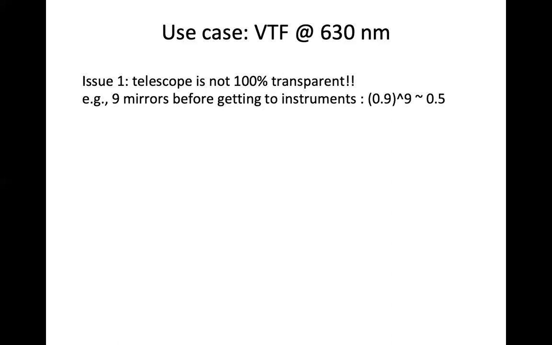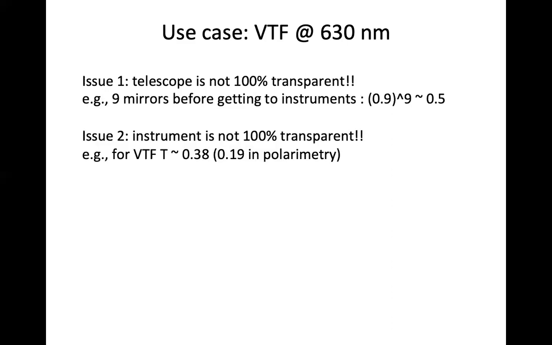So, what else is not 100% transparent? The atmosphere. Well, actually, I think I did not even consider that, but yeah. The pre-filter? All of your instruments are not 100% transparent because you've got a lot of mirrors and a lot of lenses. There are lenses in the instruments, you do have lenses. So for the VTF, the total transparency is 0.38. That becomes 0.19 in polarimetry.